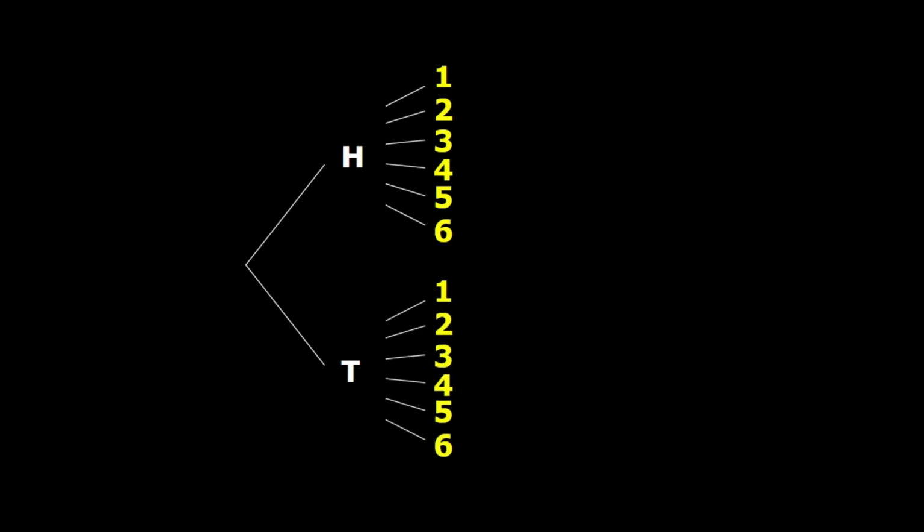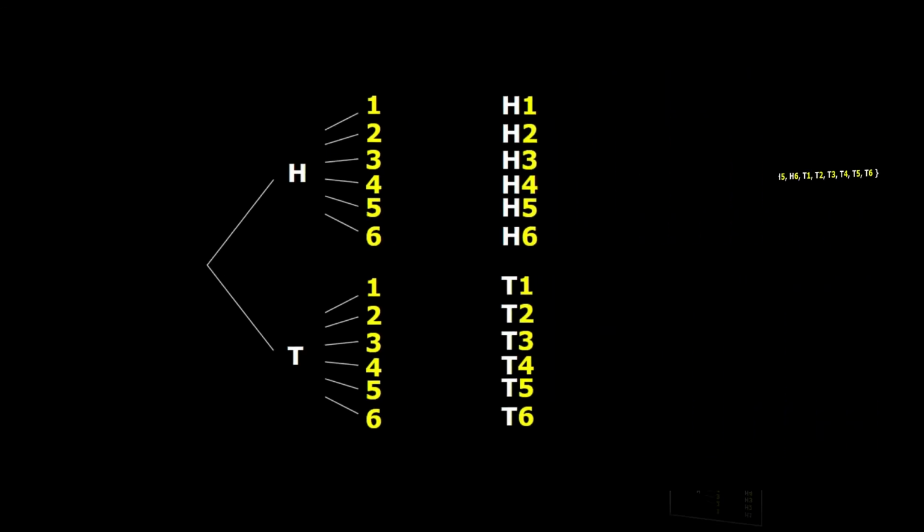So if we flip a coin, there's only two possibilities, heads or tails. And if we follow that coin flip or coin toss with the roll of a die, heads can be followed by the numbers 1 through 6, or tails can be followed by the numbers 1 through 6. And of course, your fundamental counting principle can help you predict the total number of outcomes in this sample space, which is 2 times 6, or 12. And here's the first 6 and the last 6.